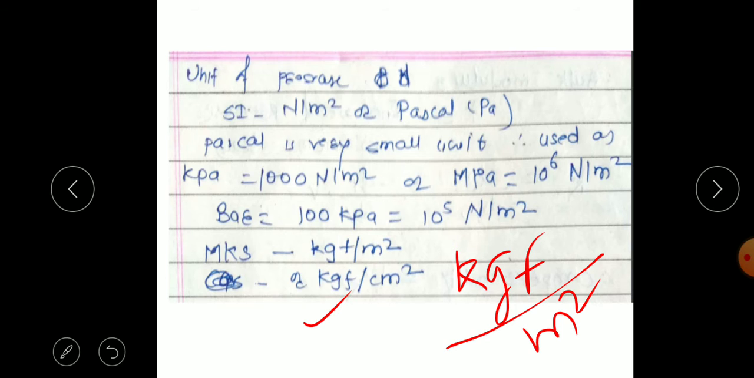So the units of pressure are Pascal, Newton per meter square, the SI unit. Then a larger unit is the megapascal, 10 raised to 6. Another unit is the bar, that is 10 raised to 5 Newton per meter square. And the main MKS unit is kgf per centimeter square. In industry, sometimes kgf per centimeter square is used as a pressure unit.